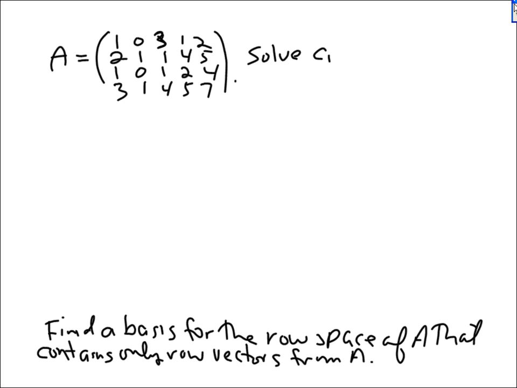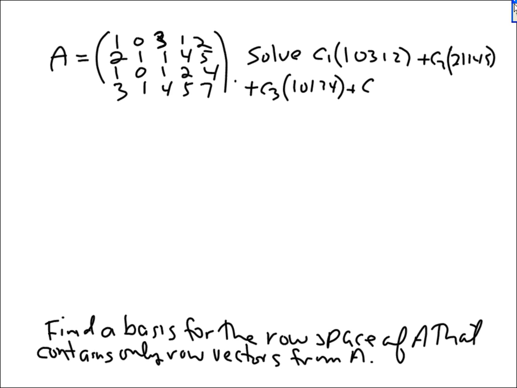Solve c1 times the first vector plus c2 times the second vector, 2, 1, 1, 4, 5, plus c3 times the third vector, plus c4 times the fourth vector, and you want this to equal the 0 vector in R4. To save a little space, I'll write the 0 vector with a subscript 4, the 0 vector in R4.